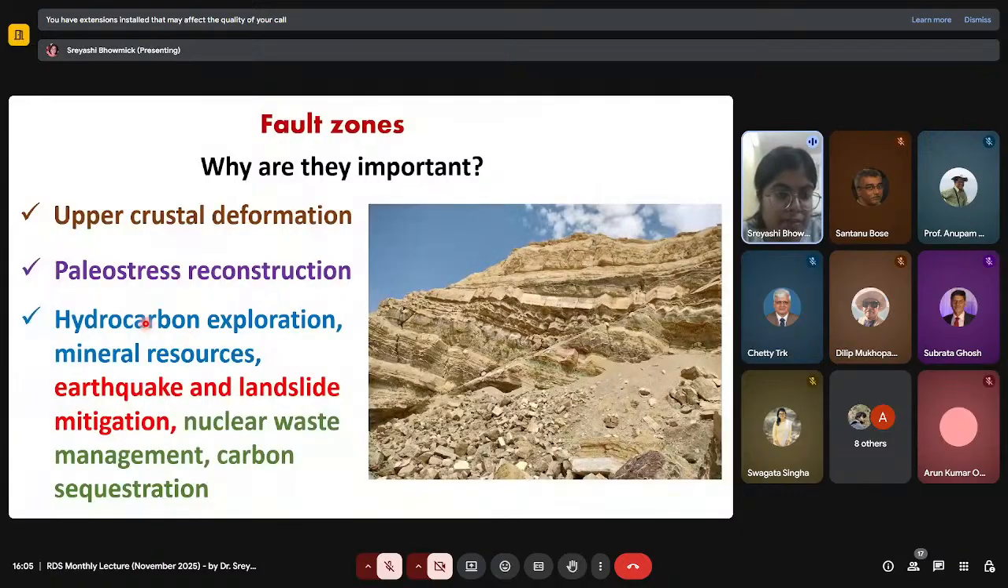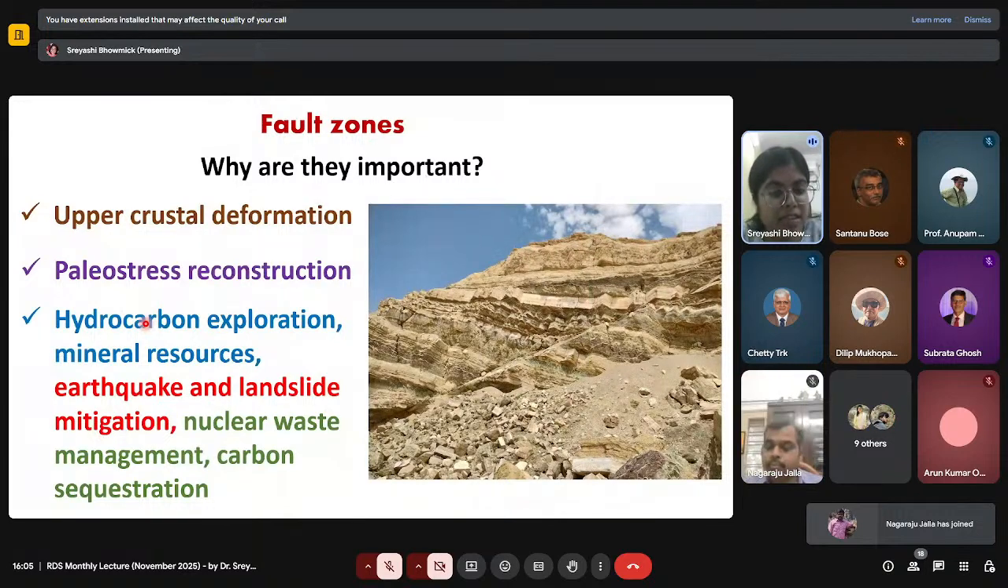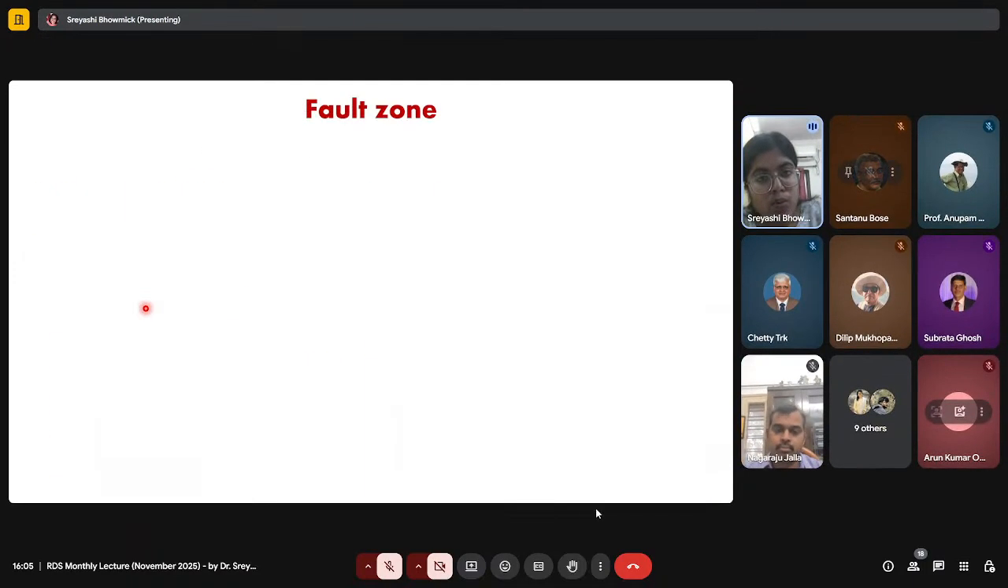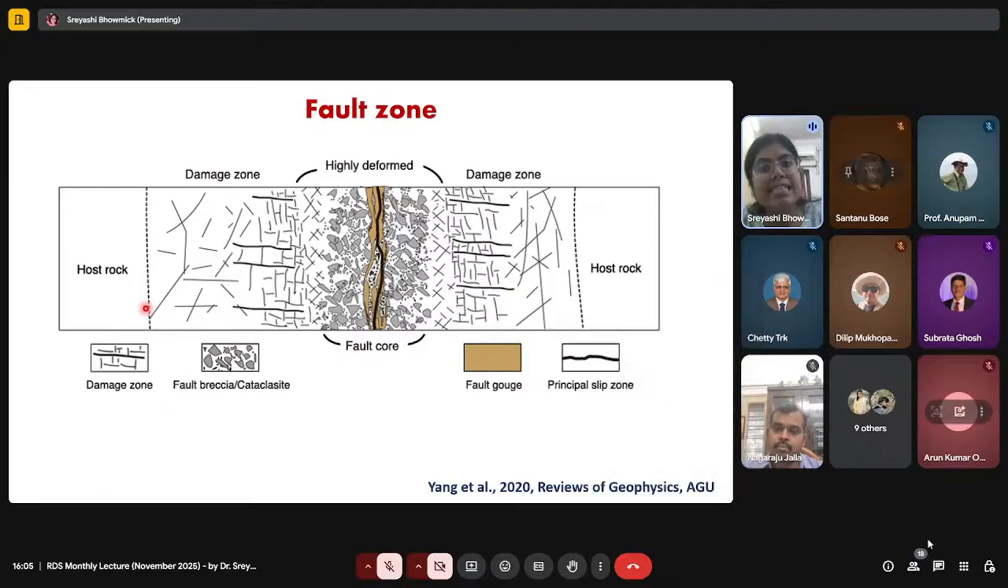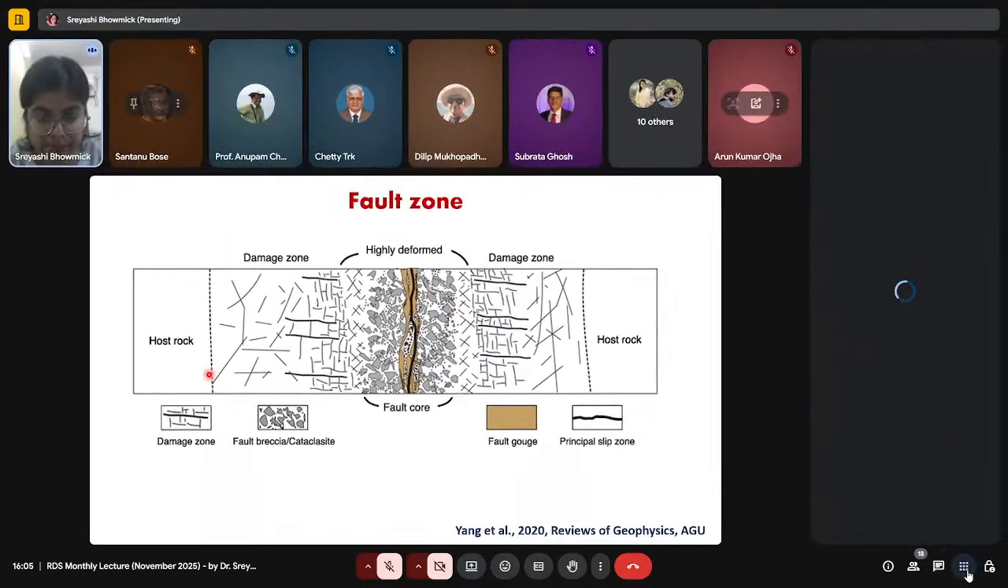Hydrocarbon exploration, mineral resources, earthquake and landslide mitigation. And in the modern era, we are searching for a stable basement for nuclear waste management and carbon sequestration. So all of these factors make studying fault zones very important for us. Now, what are fault zones? Fault zones consist of intensely deformed fault rocks.